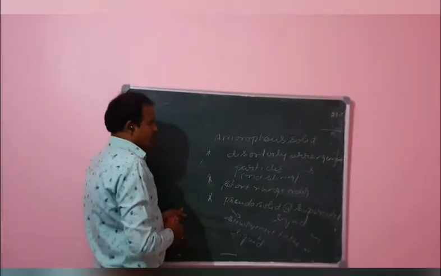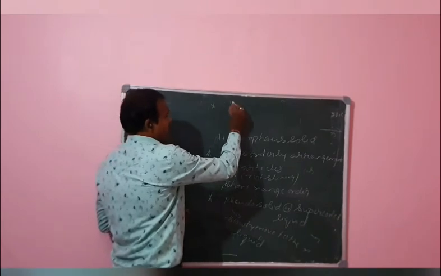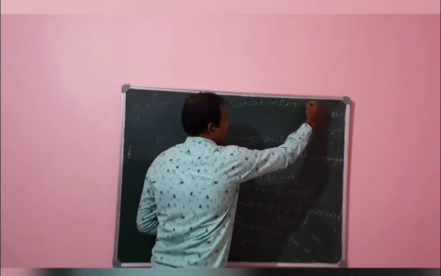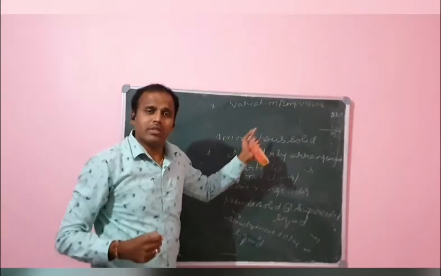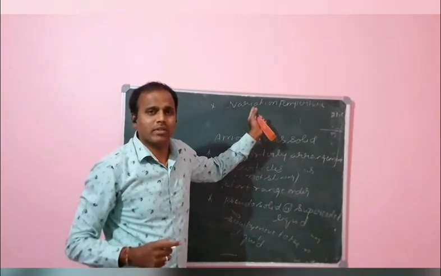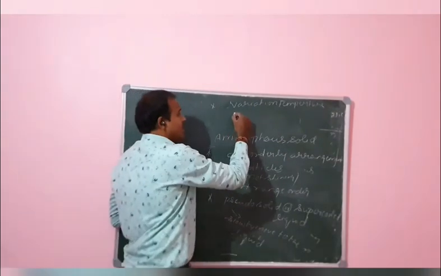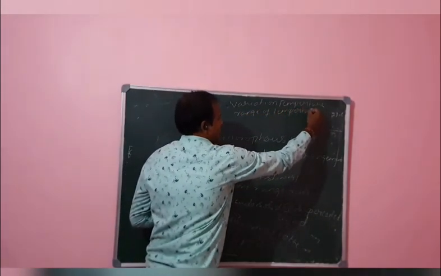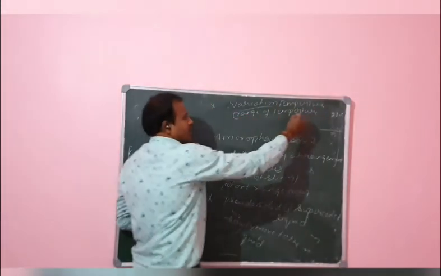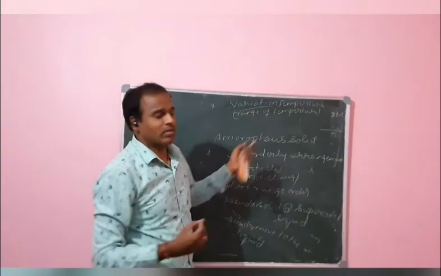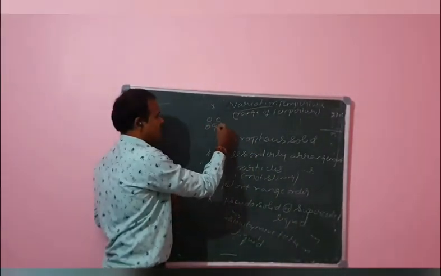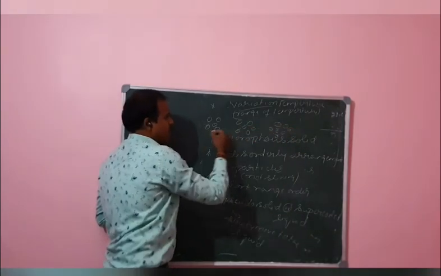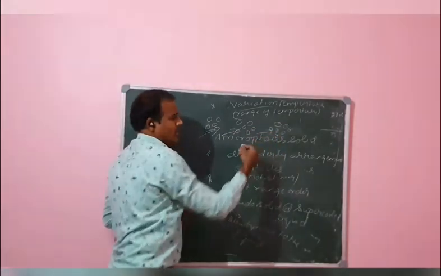It has short range order, and then there is a variation of temperature. Why? Because of the disorderly arrangement of the particles. Therefore, it melts over a range of temperatures. Because of the disorderly arrangement, one group of particles is arranged disorderly, another group is arranged disorderly, and so on. This is a different temperature, this is a different temperature, this is a different temperature.